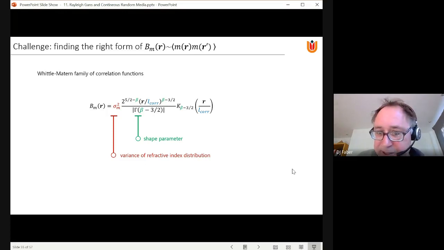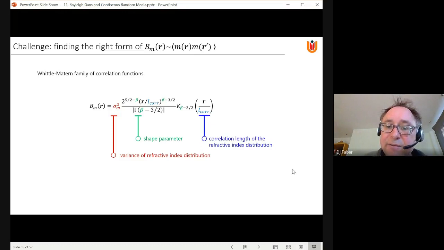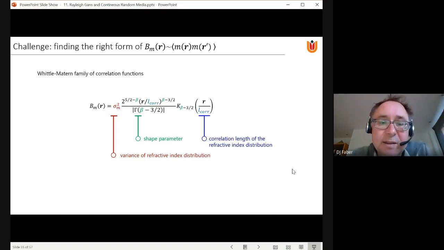But the specifics are not that important now. And then we have the correlation function, the correlation length. That tells us on a spatial scale how fast this refractive index fluctuates. So again, a long correlation length means that it is a slow fluctuation, and a very short correlation length means a strong fluctuation.